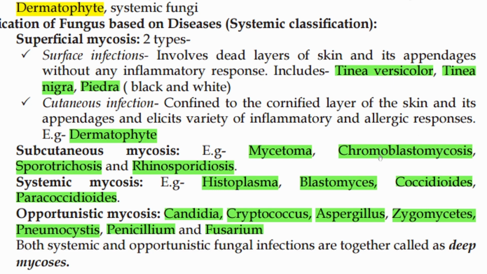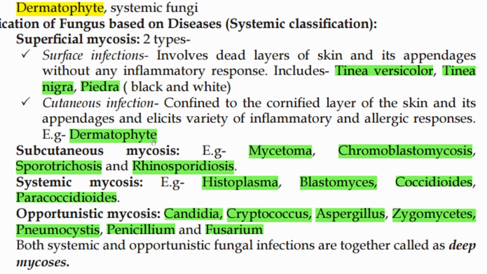Then we have chromoblastomycosis. Chromo means color. Blasto means sprout or bud. Mycosis means fungus. So essentially what does it mean? They are forming a colored bud fungus infection. Does that make sense? This condition is caused by fungi producing dark pigmented, warty like lesions on the skin. Okay, so pigmented color. Then we have sporotrichosis. Sporotrichosis you already did.